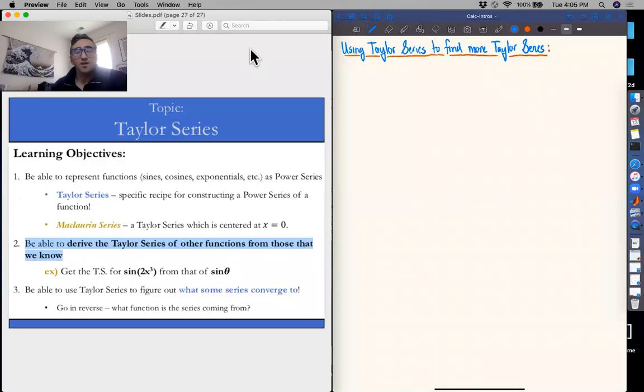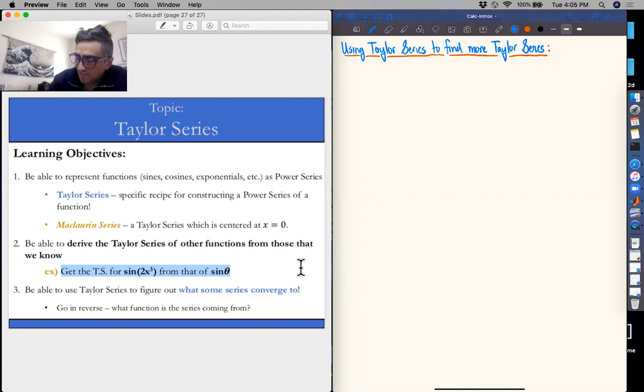All right, so in this video, we're going to go over how to find Taylor series from other Taylor series we already know. So for example, we can start off with this example that's just listed on our slide to the left here. How can we get the Taylor series for sine of 2x cubed from the Taylor series we know for just sine?